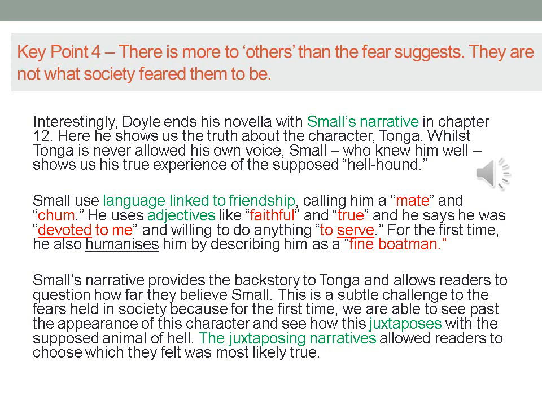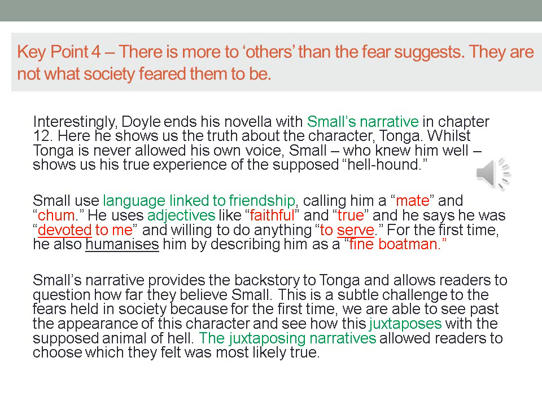So what we're left with at the end of the novel are two totally juxtaposing narratives. The first set of him being an animal and being linked to hell are based on appearance only. It's based on nothing other than what he looks like. The last narrative, which is told by Jonathan Small, is based on him as a man and from someone who knows him and got to know him over time. Also at the end, for the first time, Tonga is humanised, so he's described as being a fine boatman, but it's the boatman that's important because it's the first time he's referred to as being a man, someone with a profession and skill, as opposed to just an animal.